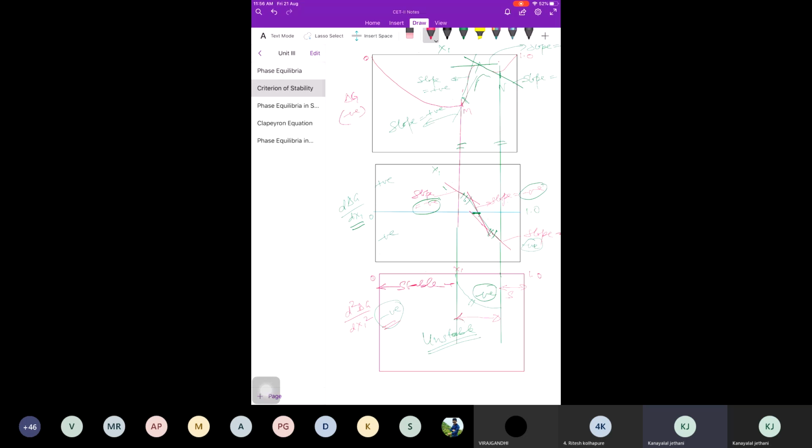So it's not that it is unstable throughout the composition x1 0 to 1. It is unstable only in that portion where the curve changes shape and becomes convex upwards. Any doubts, questions on this part, stability? Okay, if there are no questions, then we'll move to the second part.